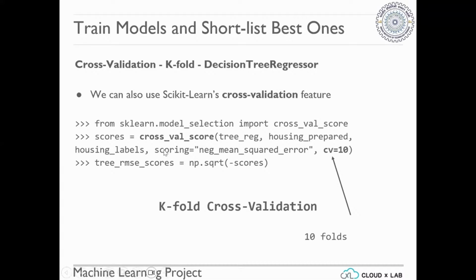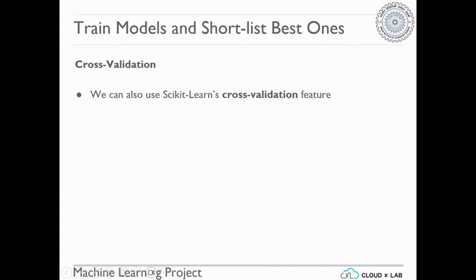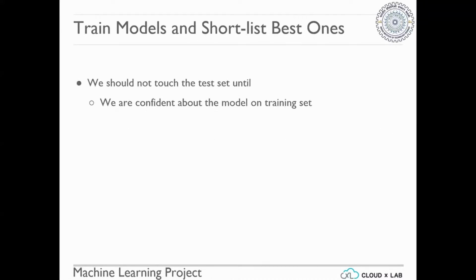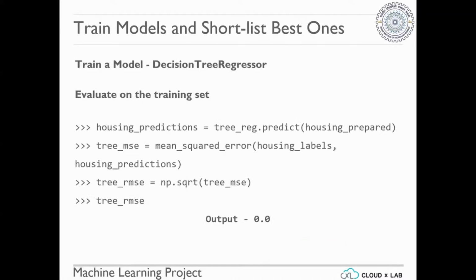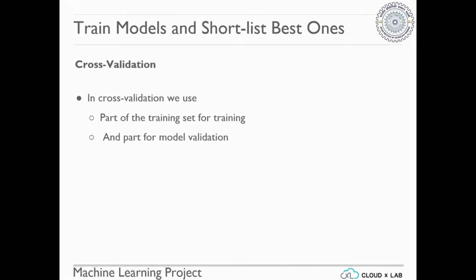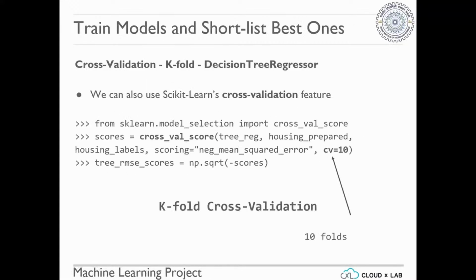One point you can note here: I'm using negative mean square error. Can you tell me why I'm writing negative mean square error and why not just use mean square error? In previous examples, I used the mean square error function and the root mean square error function to get the error. But here in cross validation, I'm using negative mean square error.